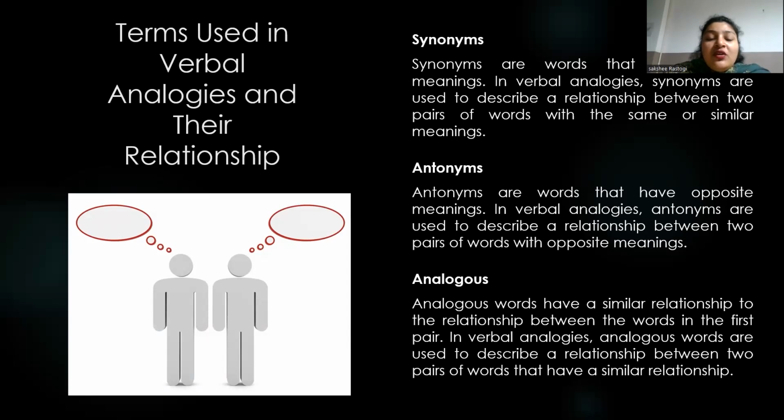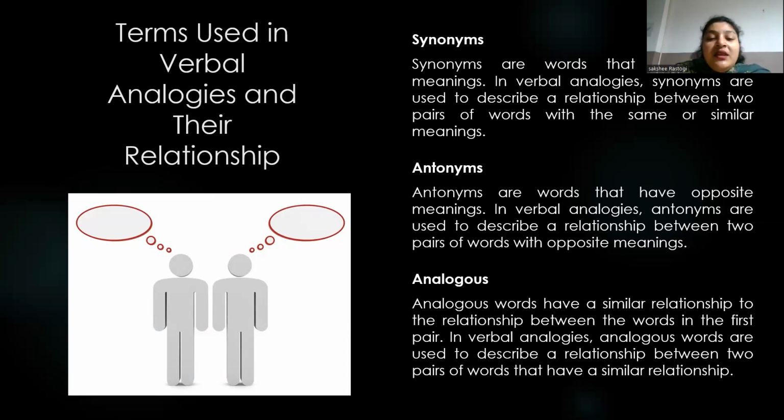Associations are connections or relationships between words, for example, doctor and hospital. Class is a category or group of things, for example, car and vehicle. Property is a characteristic or quality of something, such as liquid and water. So these terms help describe the relationship between words, and verbal analogies are used to develop critical thinking, problem solving, and linguistic skills.